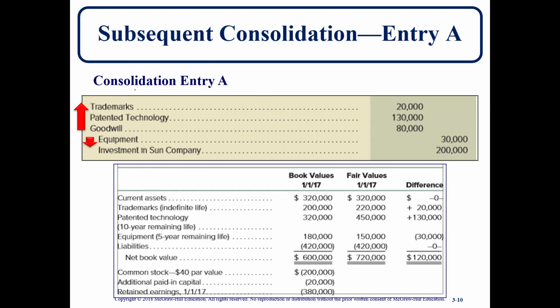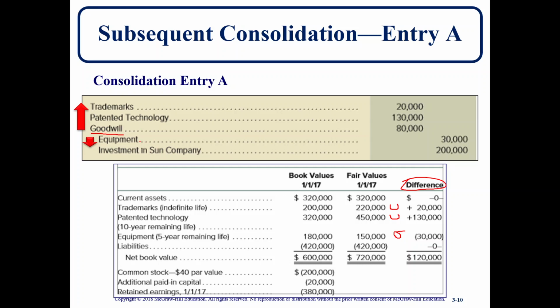Entry A, again, we're looking at only the difference between book values and fair market values of assets and liabilities. In this case, the trademarks were understated, our patented technology was understated, and our equipment is overstated. So that's why we are subtracting equipment here. If an asset is understated, then we have to increase its value, and in order to increase the value of assets, we're going to debit. We also had goodwill. We figured that out in a previous slide. So we have to add the goodwill there.